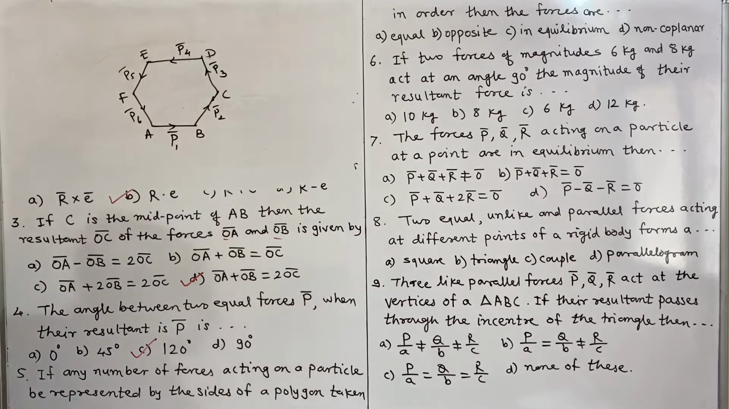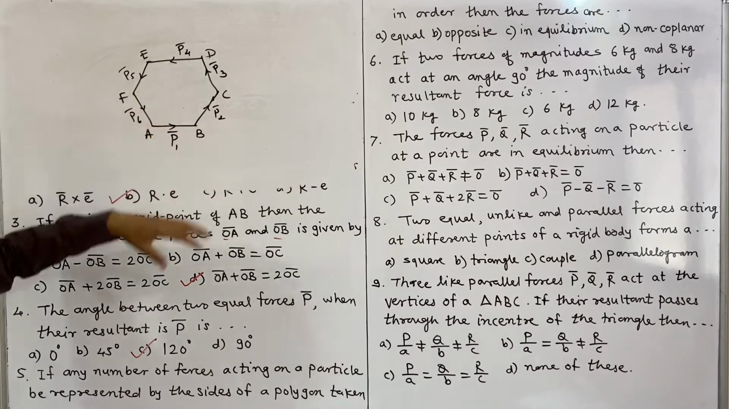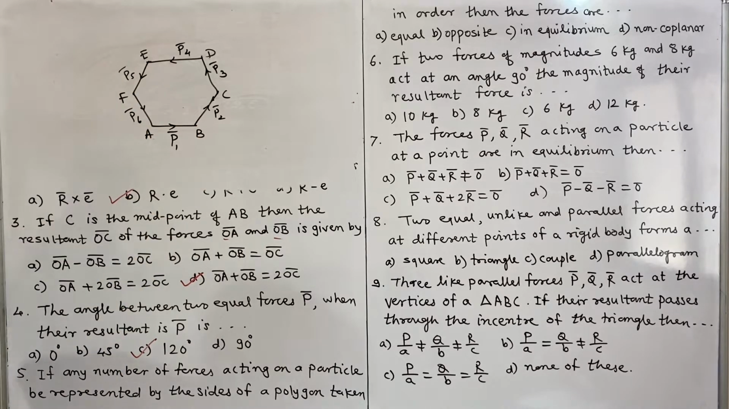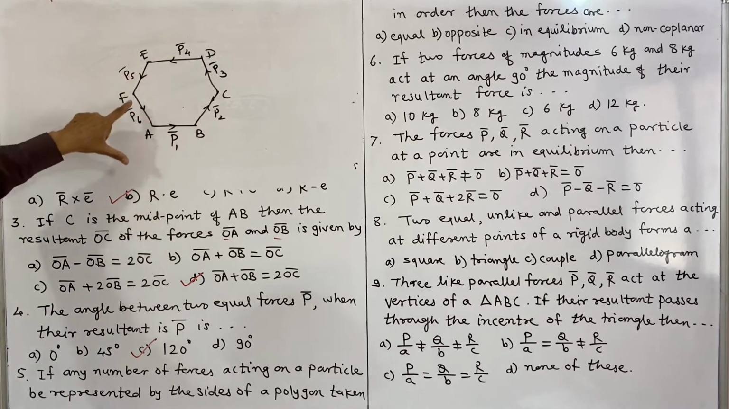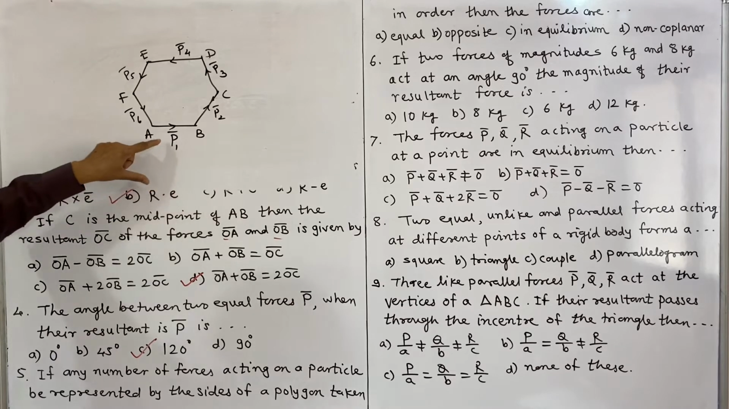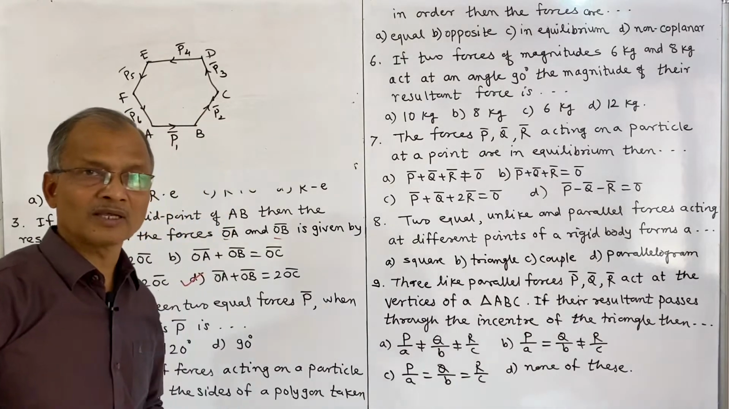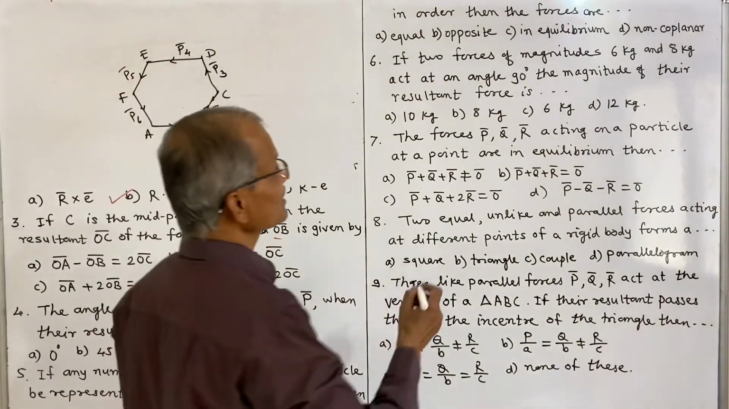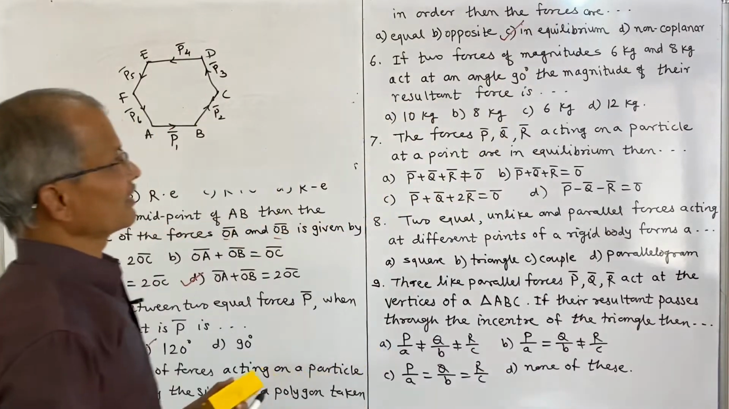Maybe the polygon has 6 sides as drawn here, or 4, 5, or n number of sides, but the condition is that the forces act along the sides of the polygon taken in order, in the same sense of direction. Then, as we have studied, these forces are in equilibrium, and this is the correct alternative.